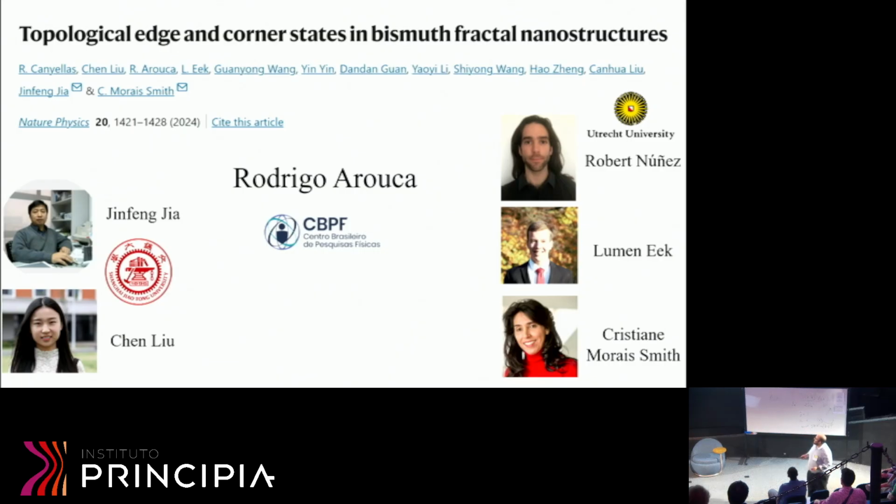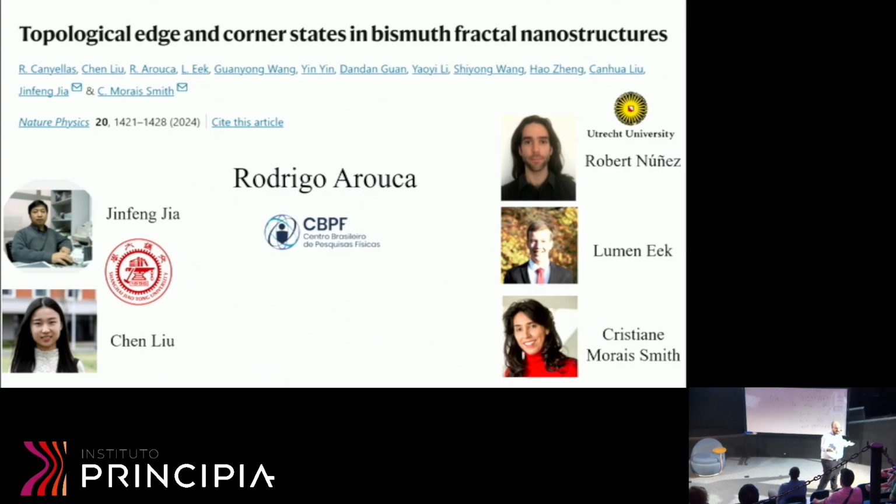The main idea of this work is to show that if you put bismuth on top of indium antimonide, you generate some kind of Sierpinski fractals. And this fractal seems to be topological. So I thought it was an interesting topic to present at this conference, because it is a kind of frontier in quantum materials.